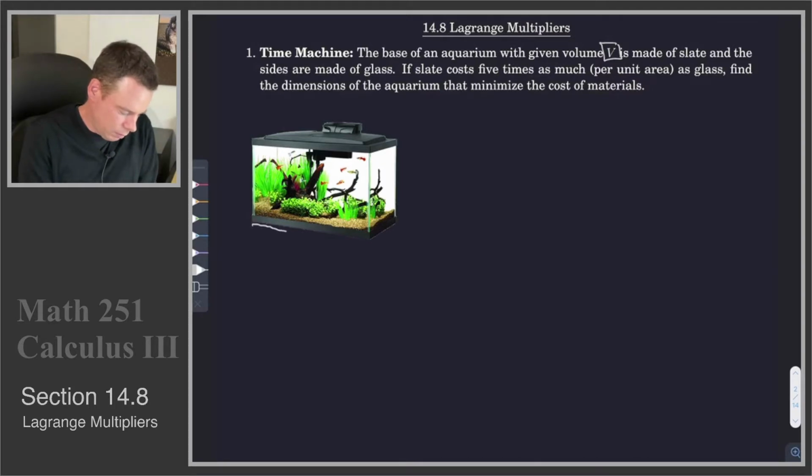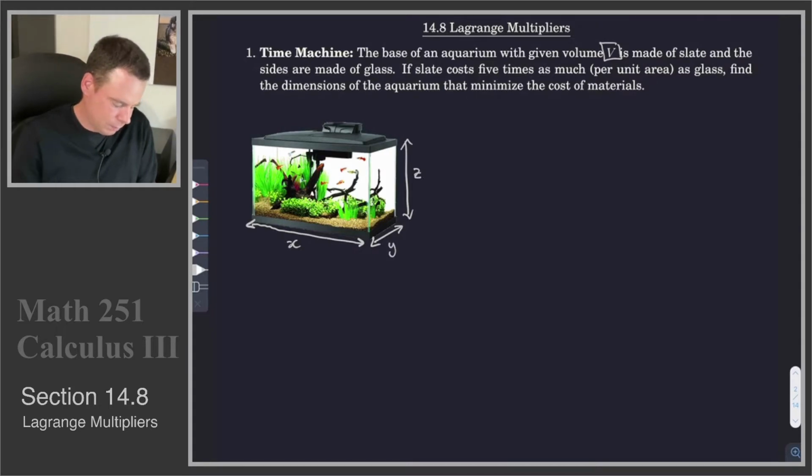Okay, so let's do this in the way we did it for section 14.7. First we'll give some labels to our dimensions, x, y, and z. We know that x, y, z, the product of them, has to be v, that fixed volume. And what are we interested in? We're interested in the cost. So we want to minimize the cost. What is the cost? The cost is going to depend on x, y, and z.